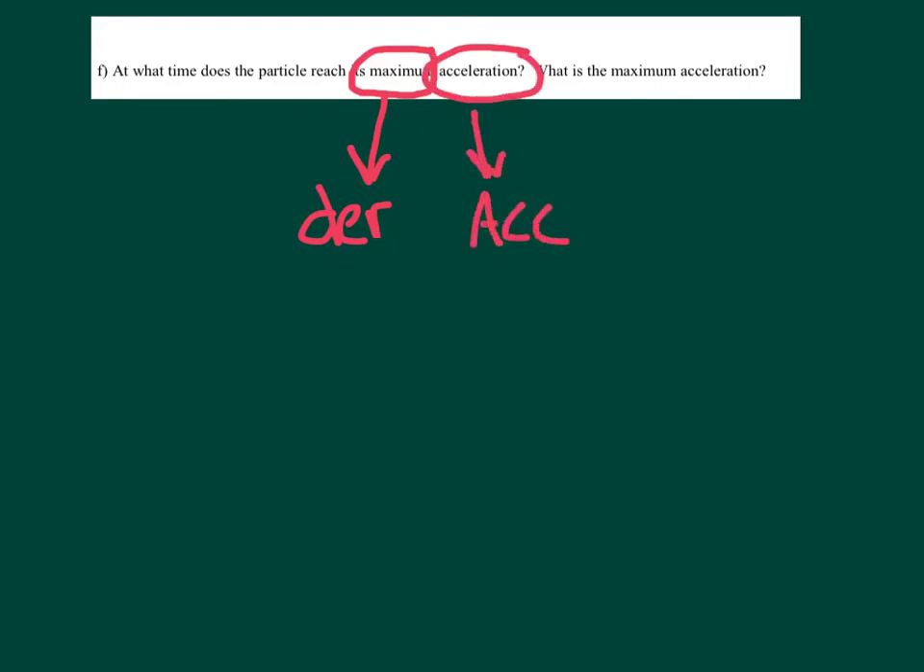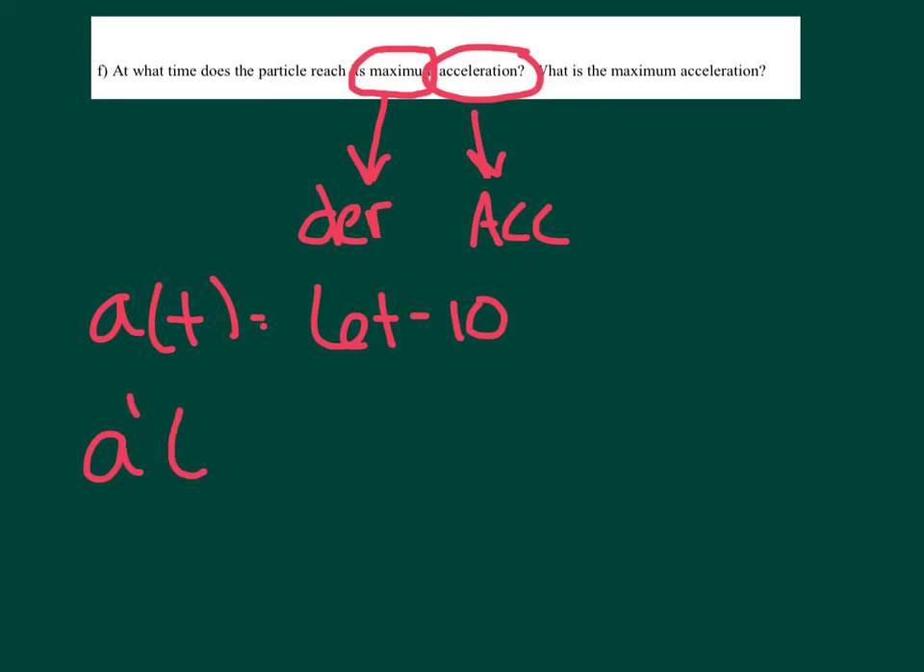Letter F. We're really zoning in on these keywords. At what time does the particle reach its maximum acceleration? So again, highlight the key calculus words. Maximum tells you to take a derivative. Who do they want the derivative of? Acceleration. Okay, now I haven't given you a name for that, but it does say take the derivative of acceleration. Well, if a of t, I believe, was 6t minus 10, its derivative, I'm just going to call it a prime of t, is just equal to 6.